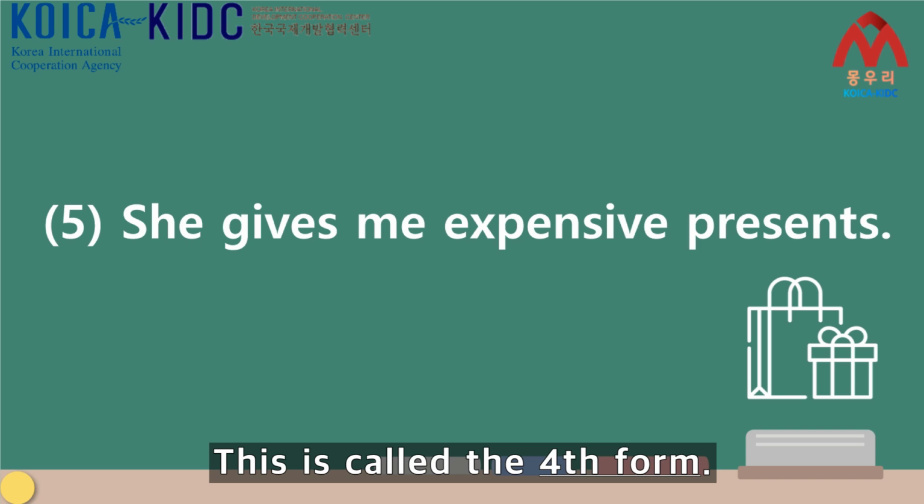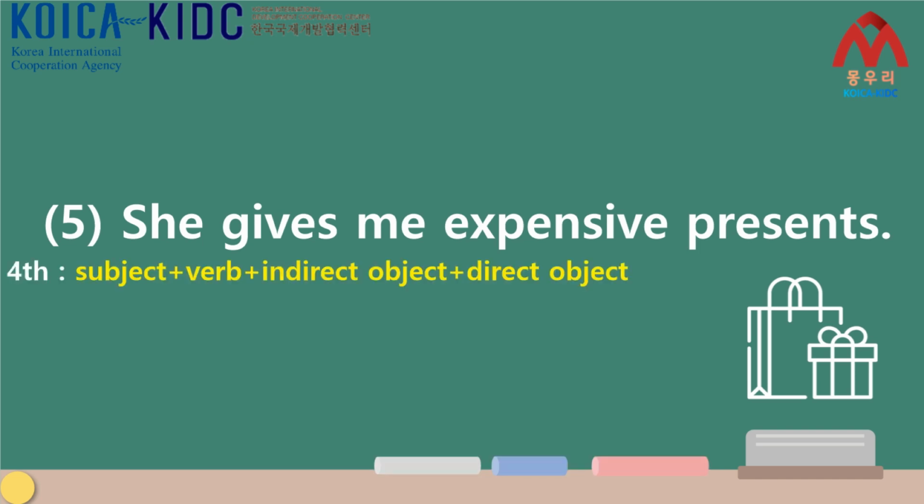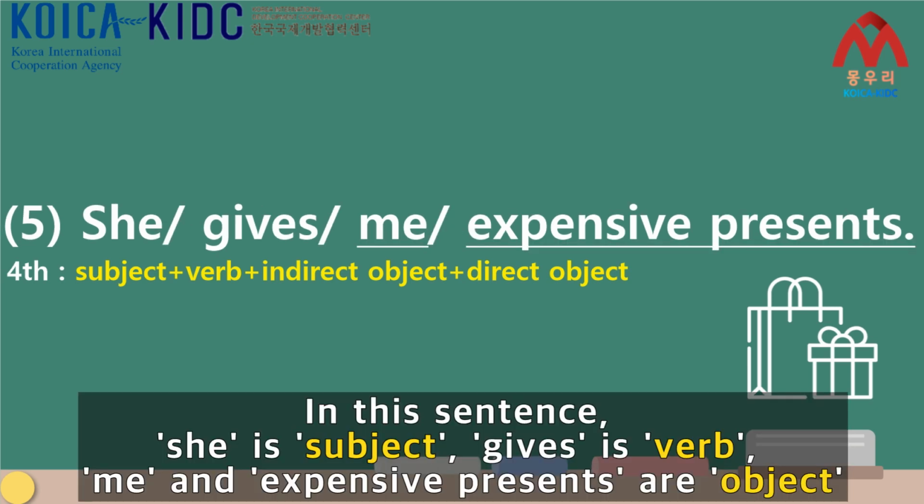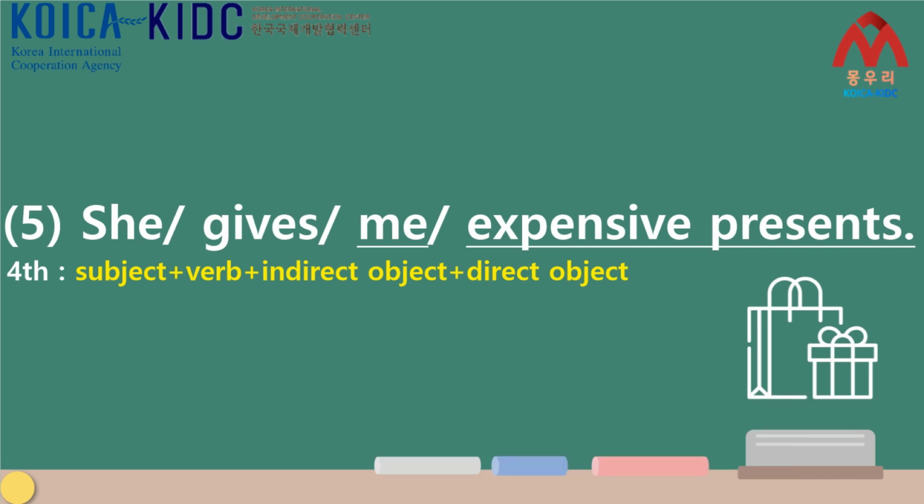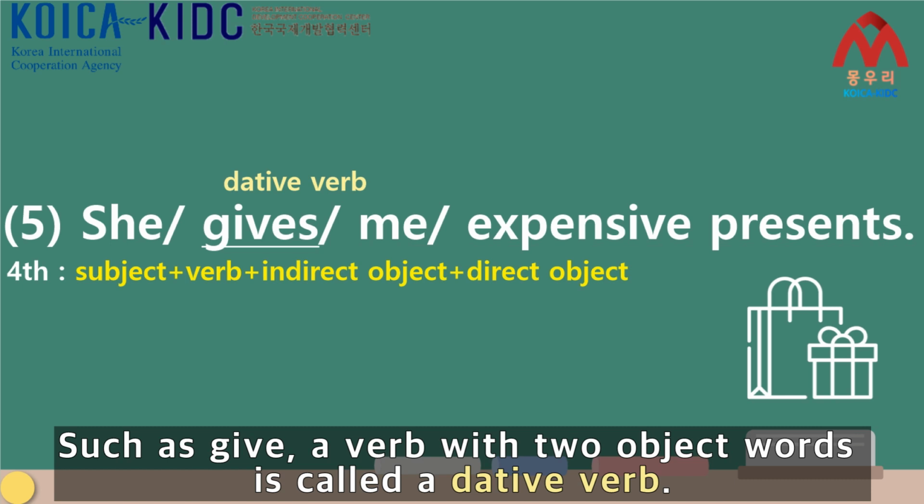This is called the fourth form. Number 5. She gives me expensive presents. In this sentence, she is the subject, gives is the verb, and me and expensive presents are objects. Such as give, a verb with two object words is called a dative verb.